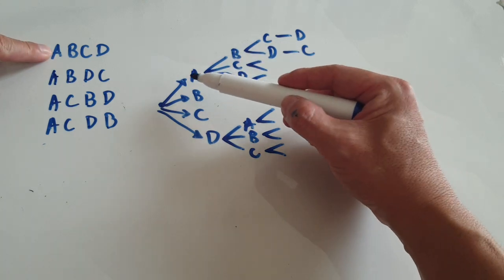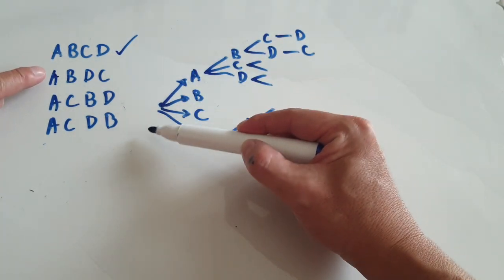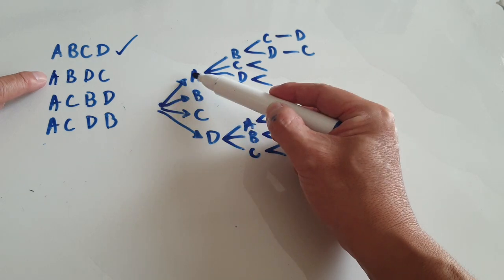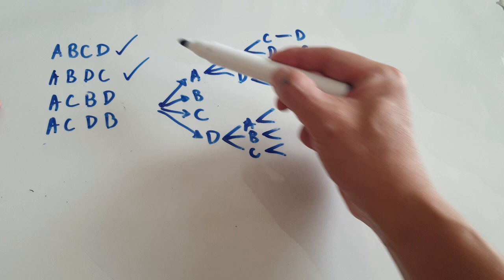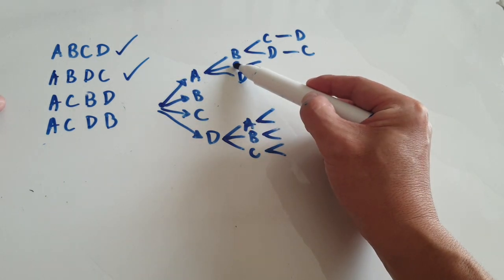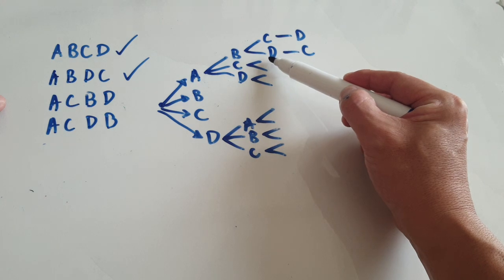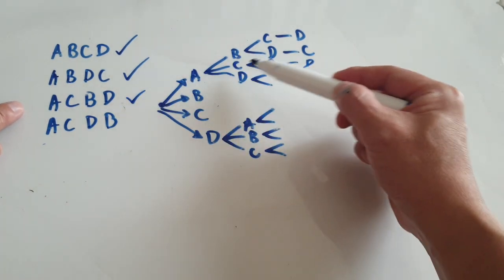So for example, this one here is A, B, C, D. So this is the first one. Then the next one would be A, B, D, C. So that would be this one. And then the next one could be A, C, B, D. So that's this one, and so on.